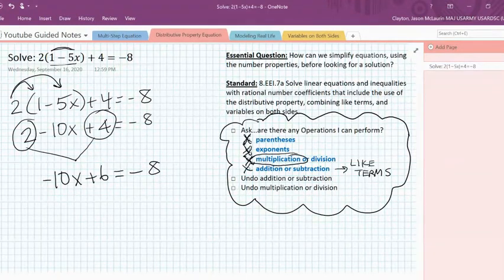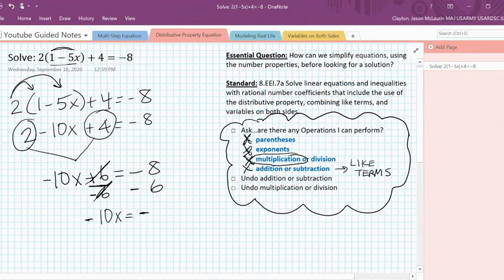I undo addition or subtraction first. Here, I have plus 6. So I want to subtract 6 from both sides. When I subtract 6 from both sides, because of the additive inverse property, this becomes 0. I bring down my negative 10x. 8 and 6 are both negative. Negative 8 minus 6 is negative 14.